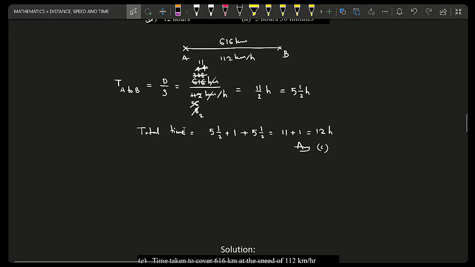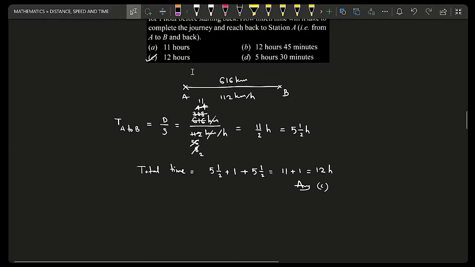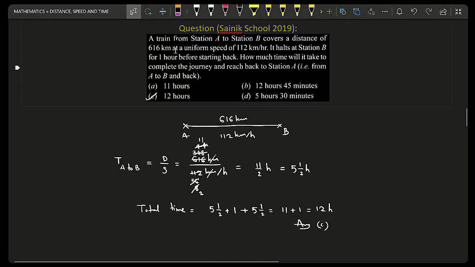Sir, I have a doubt. Yes, Harshavardhan. Why add 5 1 by 2 two times, sir? Because they're asking the total journey, no? Going from A to B, halting at B, and from B to A again. B to A also takes the same time, no? Yes, sir. That's why.